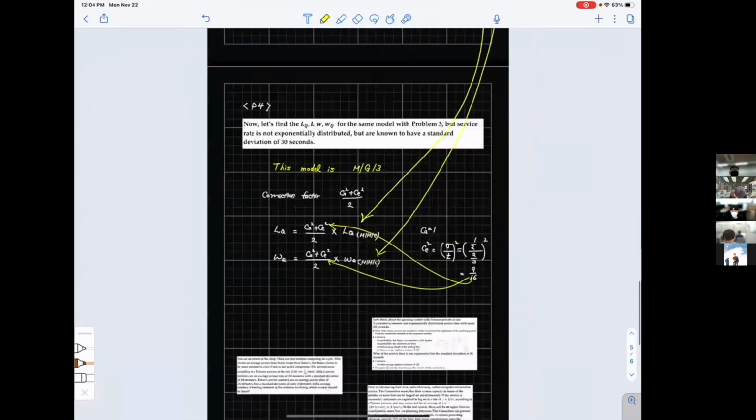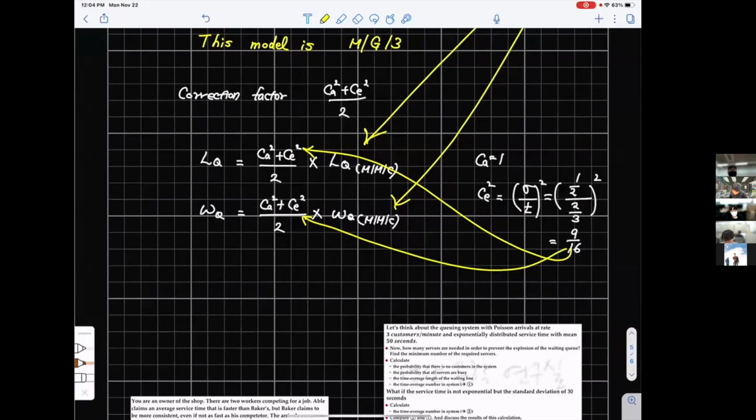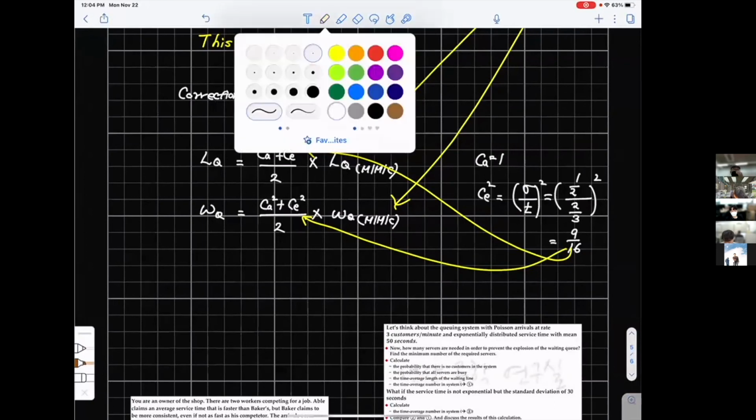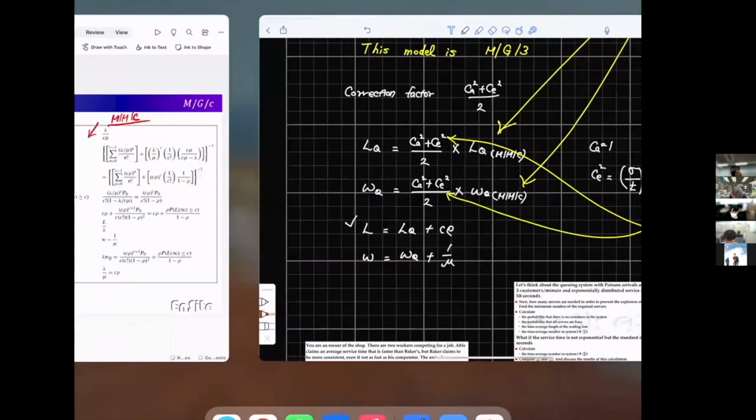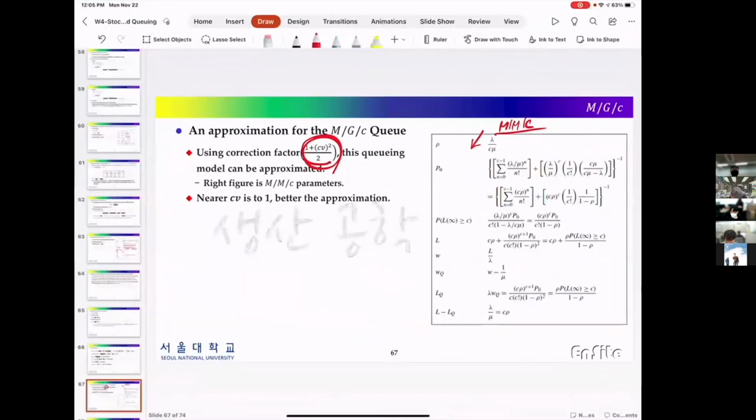By use of this relation, we can calculate the RQ and WQ in this problem of the normal distribution service time. And also, the L is calculated by summing this one. And W can be calculated by summing the 1 over mu. And this one is coming from here, this relation.